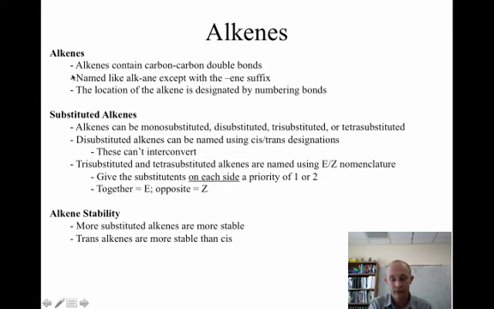So to summarize, what I'd like you to know is that alkenes contain carbon-carbon double bonds, and we name them as alkenes instead of alkanes, so we change the suffix for these. The location of the alkene is assigned by numbering the carbon-carbon bonds. So you want to count which bond actually is the double bond. So you can have 1-pentene or 2-pentene. We can have monosubstituted, disubstituted, trisubstituted, or tetrasubstituted alkenes. We name disubstituted alkenes as cis-trans isomers, but we name trisubstituted and tetrasubstituted alkenes as E and Z isomers.